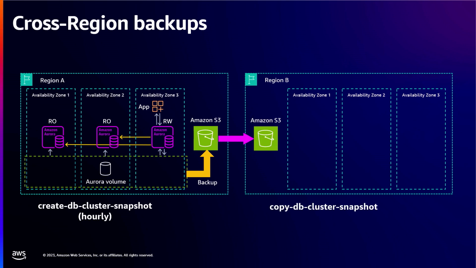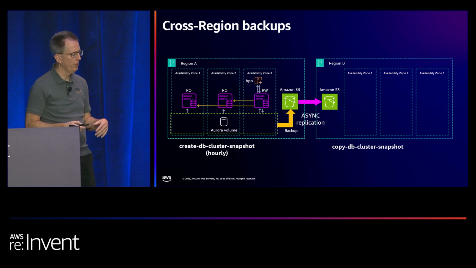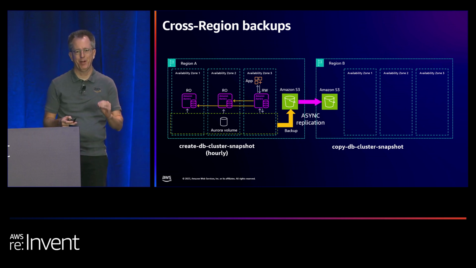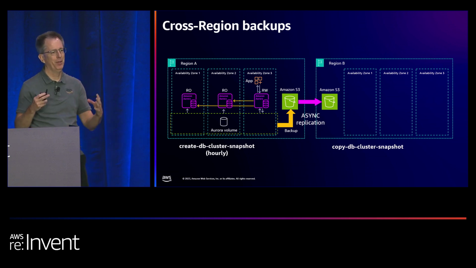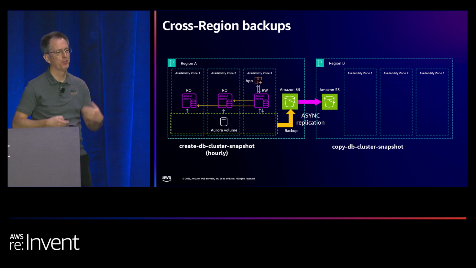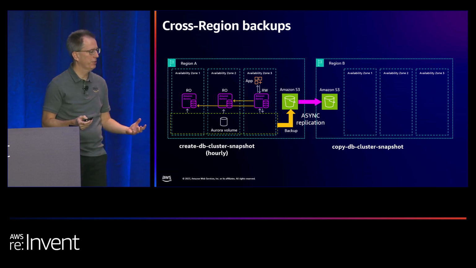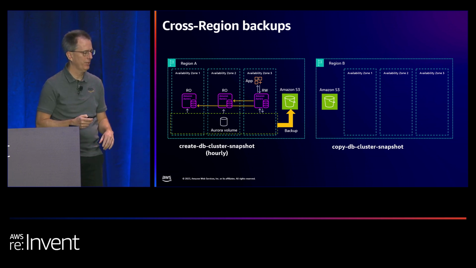Then in the destination region, region B, we can do copy DB cluster snapshot, right? And if we do this every hour, then essentially we get our data durable in multiple regions, right? So you can think of this as asynchronous replication. I know you're thinking like, how is this asynchronous? It's still replication, it's just very big batchy replication, right? It's once an hour, but it's still an asynchronous process, just like any kind of replication.